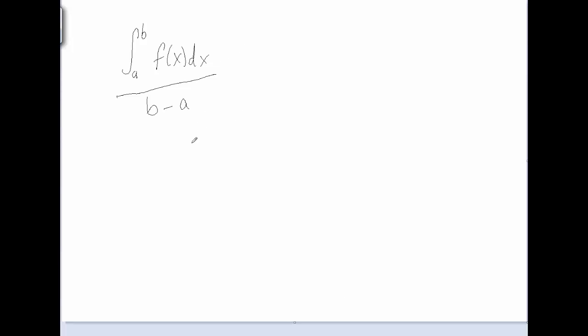So let's say the population of the US can be modeled by the equation 282.3 times e to the 0.01t, where the population P is in millions and t is the number of years since 2000. So in the year 2000, there were 282.3 million people in the US. And what we want to do is find the average population between 2001 and 2005.